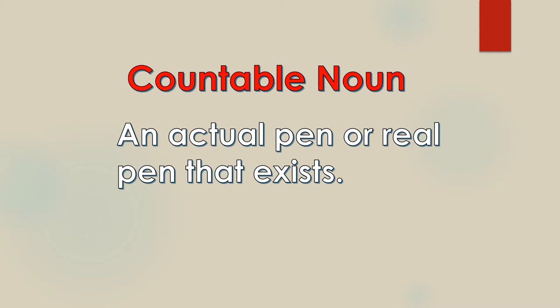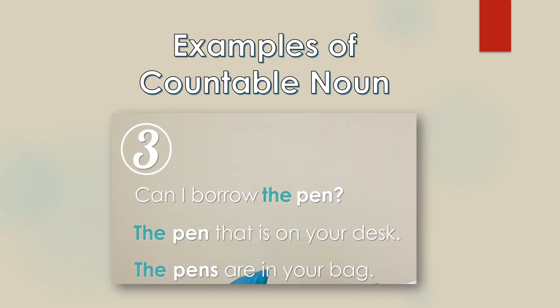Let's talk about an actual pen, a real pen that exists. Why do we use the definite article "the" when we are talking about a real or an actual pen? Now, these are examples with a countable noun.